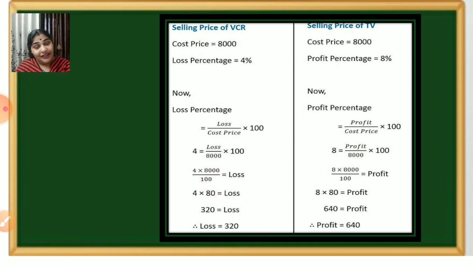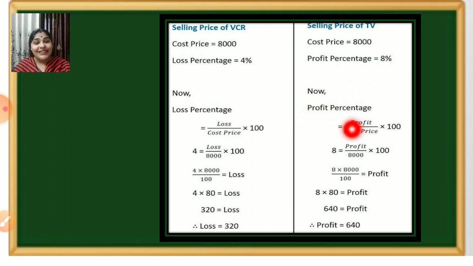8,000 in the denominator, when we transpose, will go to the numerator, children, and 100 in the numerator will go to the denominator when we transpose it. So after solving that, we will get loss is equal to 320 rupees. Okay. Now coming to the selling price of TV. When the shopkeeper sold the TV, there was a profit percent of 8, children. So we will use the formula now.